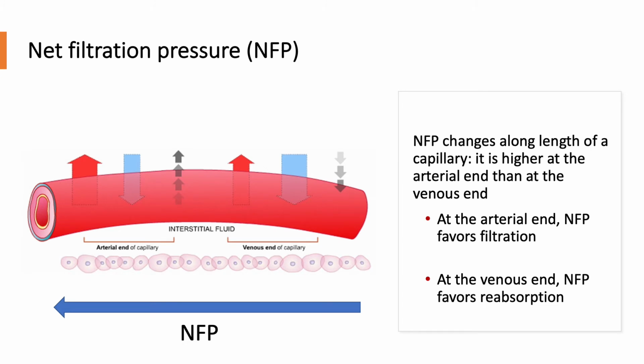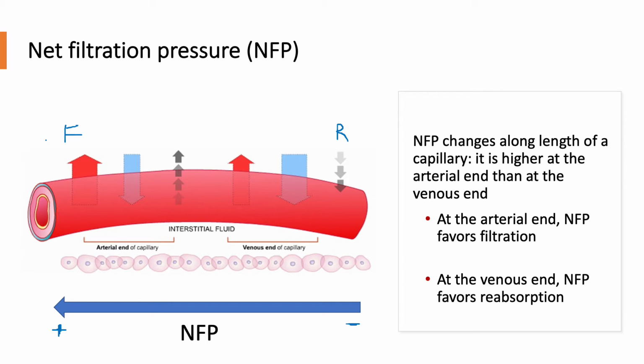Ultimately, what we see is that net filtration pressure changes along the length of the capillary. So indicated here on the bottom, it's going to be lower on the venous end and higher on the arterial end. Okay, so what we see then, as we started this lecture with, is at the arterial end, we are favoring filtration, while on the venous end, we are favoring reabsorption. Now, how do we determine this? Well, we can calculate net filtration pressure on each end and look at how it varies along the length of that capillary.